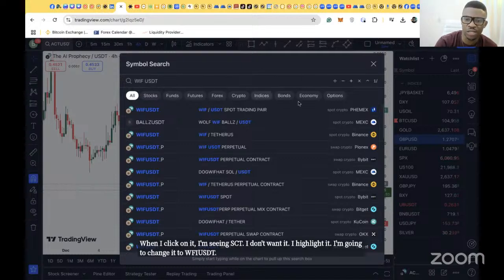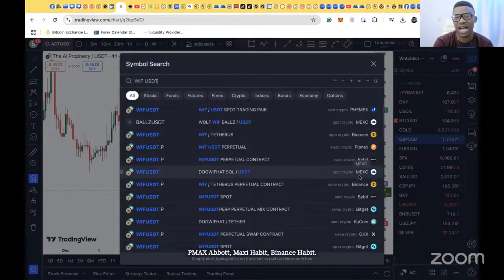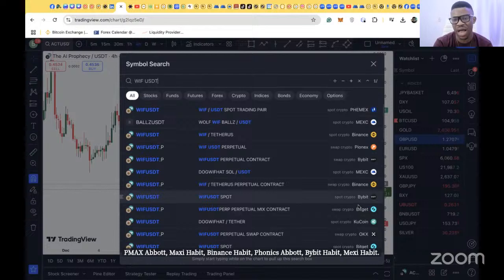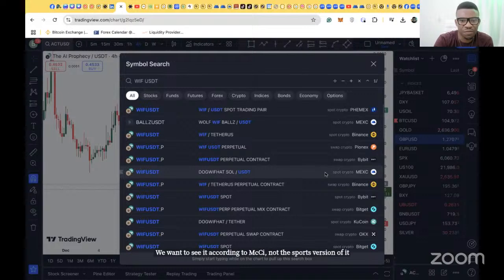And all the various platforms that have this asset, Mexc have it, Binance have it, Phoenix have it, Bybit has it. So everybody that has this asset, OKX have it, they'll appear here. We want to see it according to Mexc, not the spot version of it. We want to see the futures.